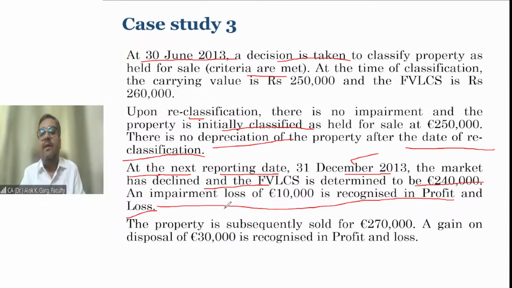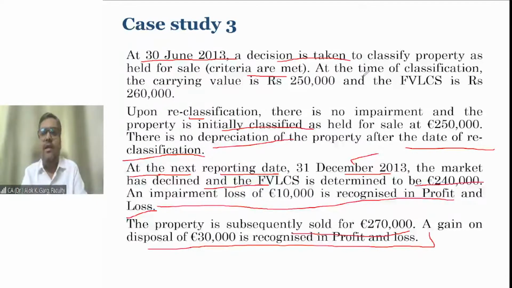Now subsequently in the month of January, the property is sold at 2,70,000. The carrying value of NCHFS is coming out at 240 in the balance sheet. It has actually been sold at 270. So where will the 30,000 go? What is the accounting entry? Bank account debit 2,70,000 to non-current asset held for sale 2,40,000. Where will the difference go? The difference will go to the profit on sale, 30,000, right? So a gain on disposal of 30,000 is recognized in profit and loss. This is what is written in the question, right?